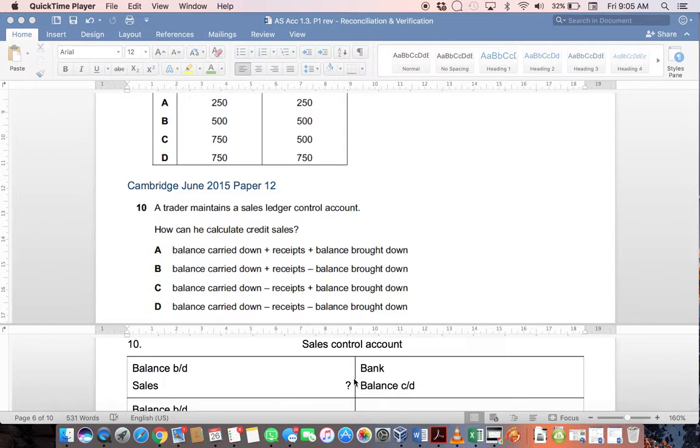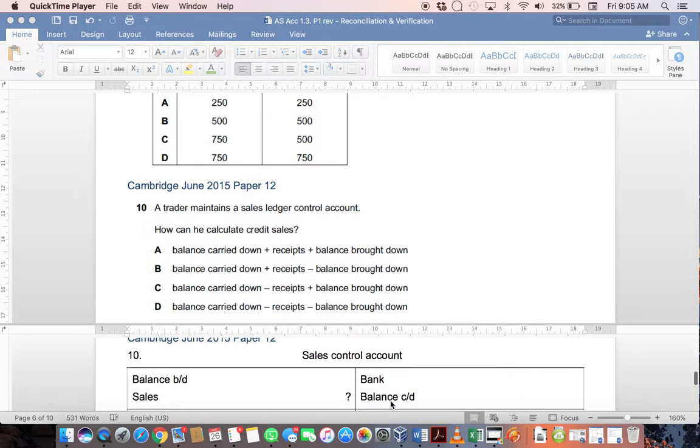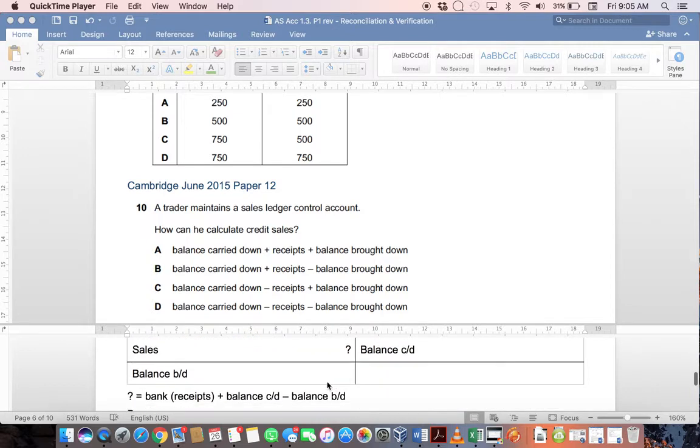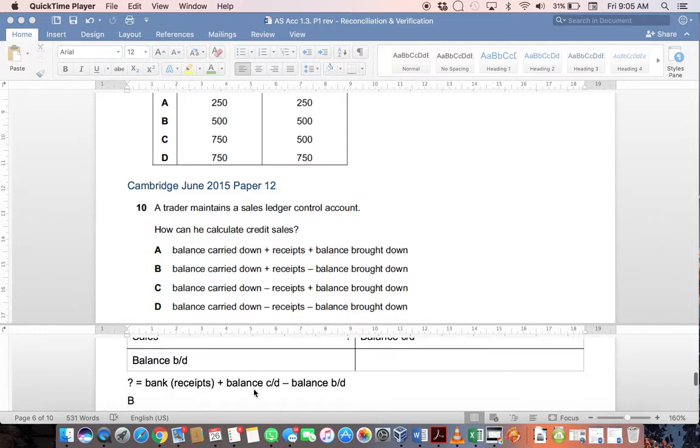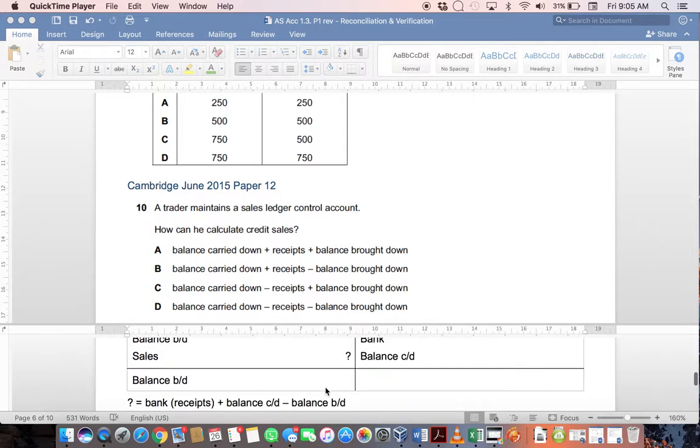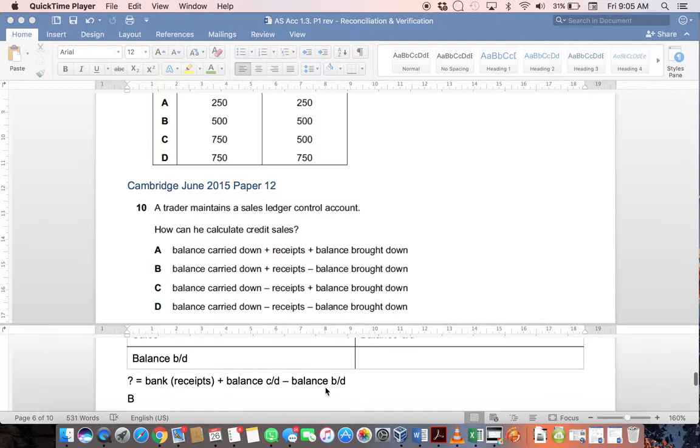In order to work out that missing figure there, hopefully you can see, because both of these sides need to be the same, we now don't need to look at the brought down because it's the same as the carry down. If you want to see what that missing amount is, you would add up these two figures and subtract that. So therefore, to work out your missing sales, you would take all your bank or receipts that you received, you would add your balance carried down, and you would subtract your balance brought down, and therefore the only option would be B.